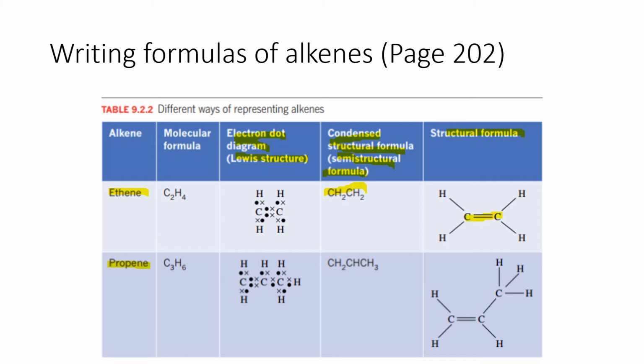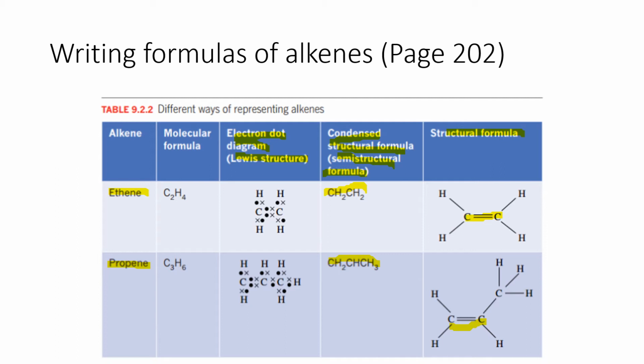If you look at propene, a very similar trend. This contains 3 carbons. The electron dot diagram, also known as the Lewis structure, shows the dots and crosses, which are the electrons that have been shared between the atoms within the molecule. The condensed structural formula of propene is CH2CHCH3. You can see there's a double bond between 2 carbons, which means 2 valence electrons are shared by each of the carbon atoms in the double bond.